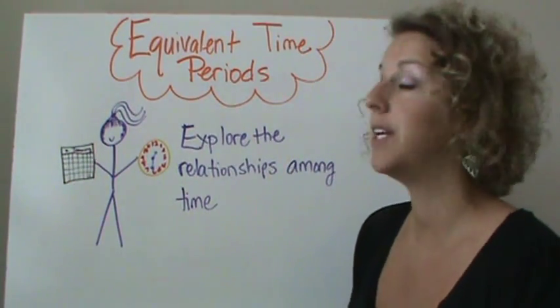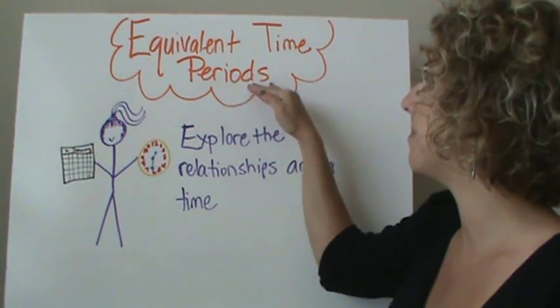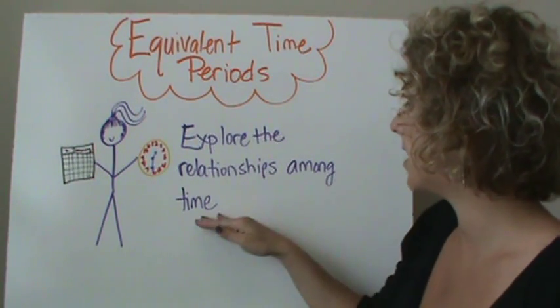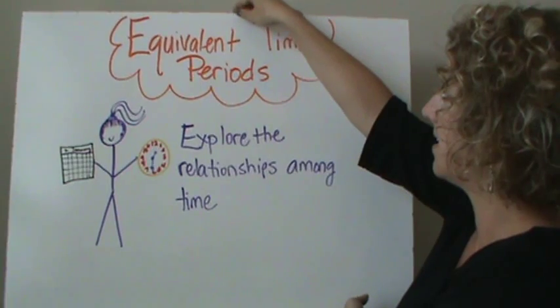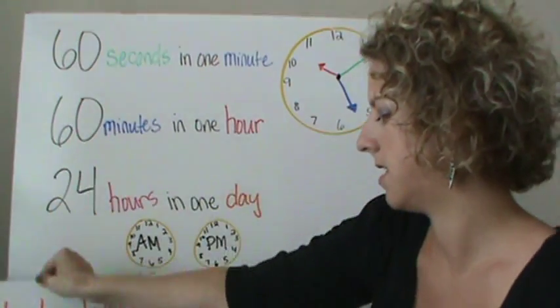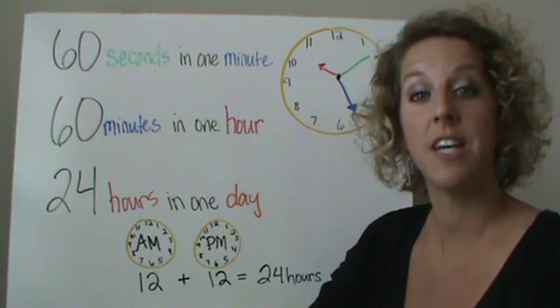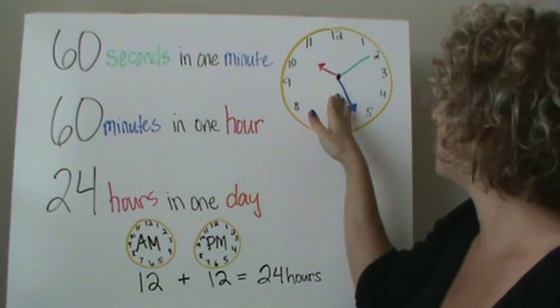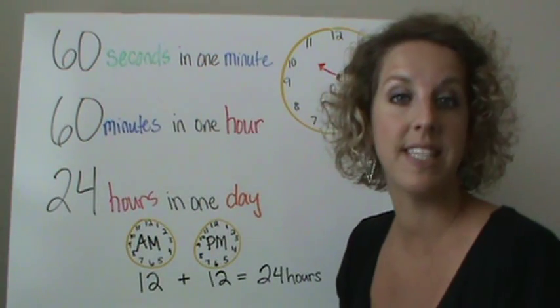In this lesson, you will learn about equivalent time periods. We're going to be able to explore the relationships among time. First, let's look at a traditional clock. We have our clock with the hour hand, the minute hand, and some clocks have a second hand.